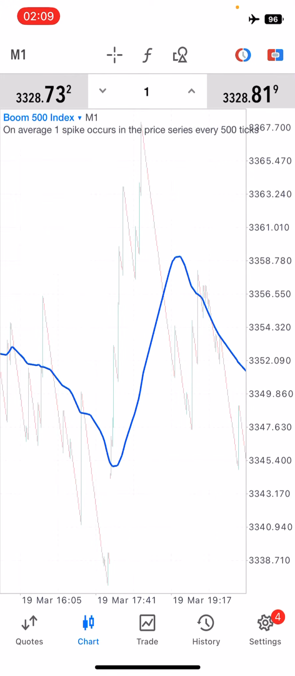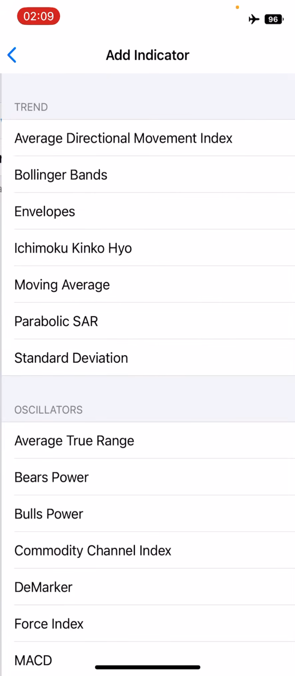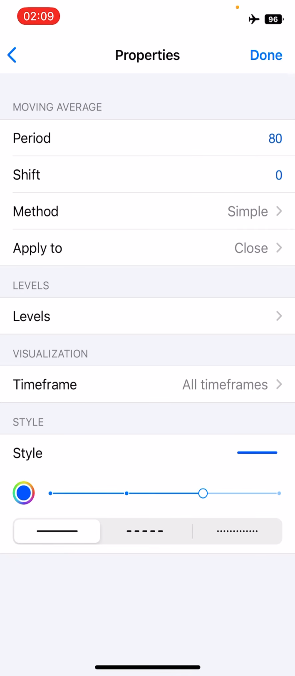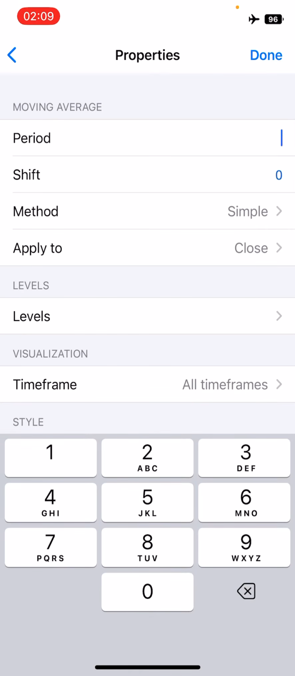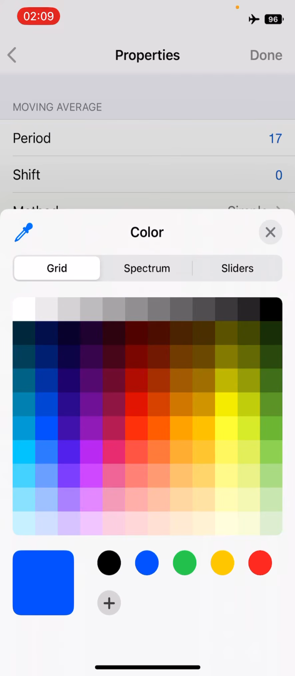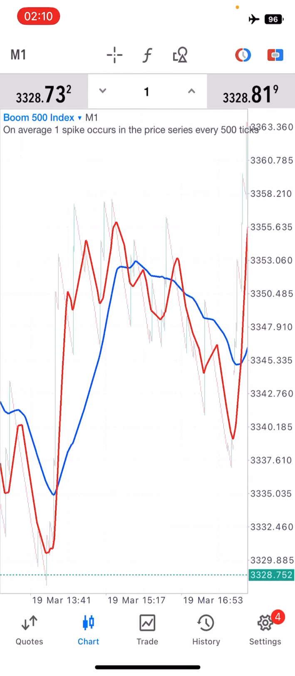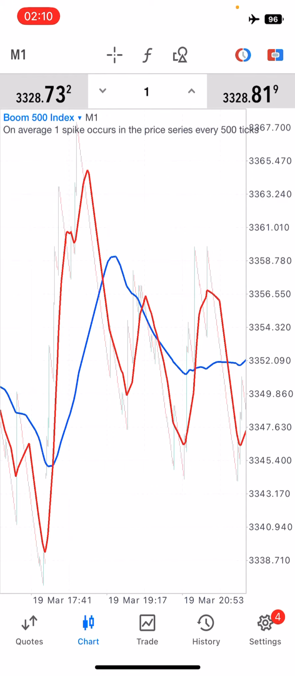Okay, the next indicator that we have is also a moving average, and this time it's going to have a period of 17. So I'm going to change this to 17, and then the shift remains as 0, the method remains as simple, apply to close. Of course we want it to appear on all time frames, and then I'm going to change the color for this one. On our styling I'll put red. Okay, and then click done, and as you can see we now have that red moving average running across our charts, which means that we are halfway there.